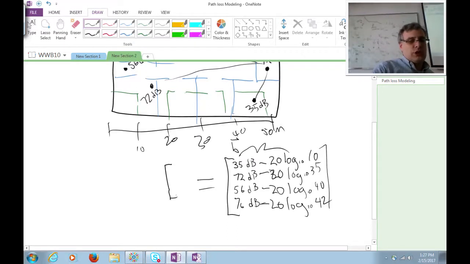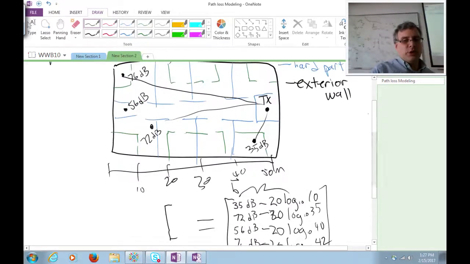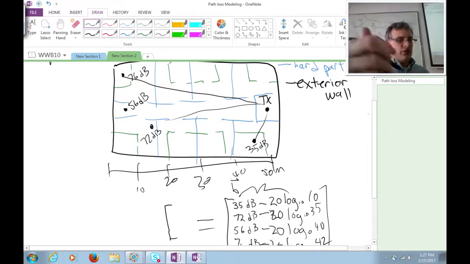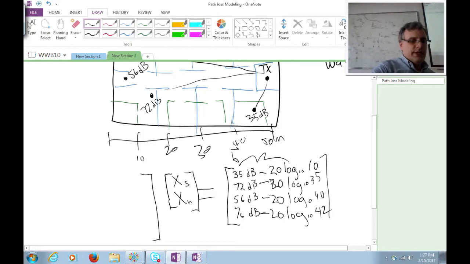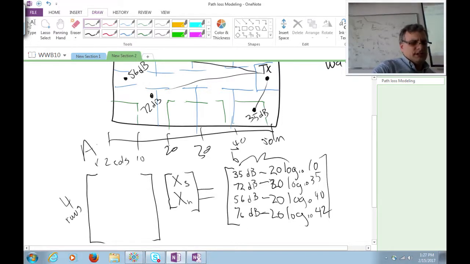And the Seidel-Rappaport model, well, in this case, I've only got 2 parameters because all the locations are indoors. I don't have to go through an exterior wall. So I really only have 2 parameters that I'm solving for. My X, call it a soft partition, and a hard partition. And then I just need an A matrix, which should be 4 rows by 2 columns. This is A. This is my X vector.